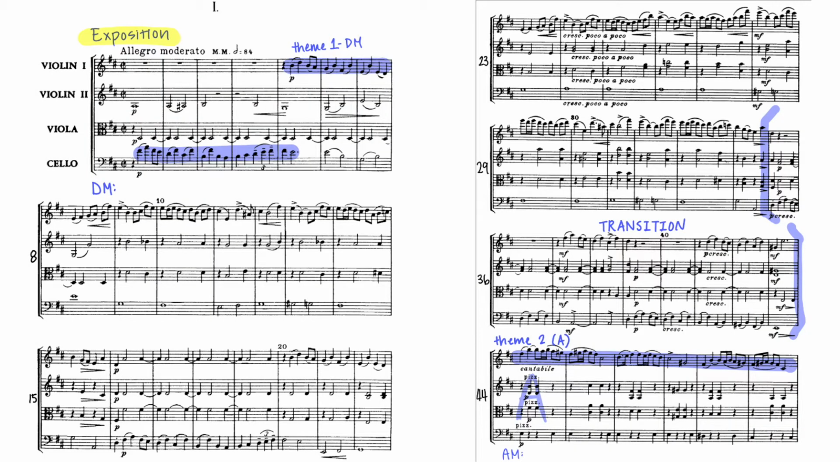Before I dive into the analysis, I will be playing a recording of the exposition of this movement so we could get a sense of what we are looking at.